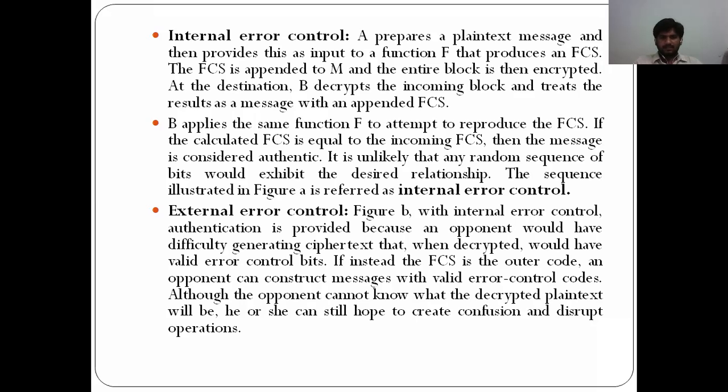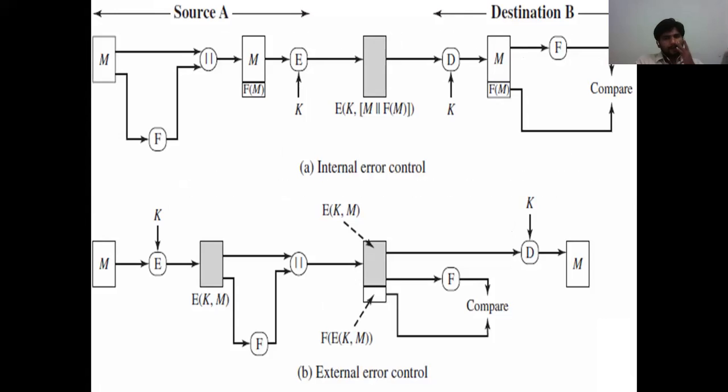So that is the internal error control. The external error control, I will show you in the second diagram. With internal error control, authentication is provided because an opponent will have difficulty generating ciphertext that, when decrypted, has a valid error control bit instead of FCS. With the outer code, an opponent can construct a message with a valid error control bit, although the opponent cannot know what the decrypted ciphertext will be. So he or she can still hope to create confusion and disrupt operations. So here we have external error control, and here also we have confusion whether the FCS checksum is correct or not.